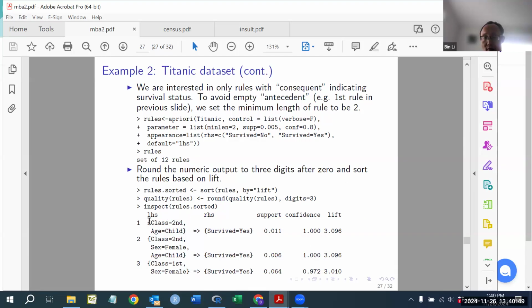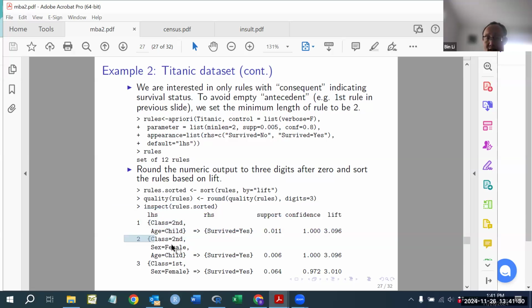You see the first one is second class, children, survived yes. The support is 1.1%. And the confidence is 1. What does that mean? Remember the confidence? Confidence means given the class is second class children, all of them survived. So all the second class children survived. Okay, so that's the confidence. And the lift is 3, which is much bigger than 1. So that means there's a strong association.